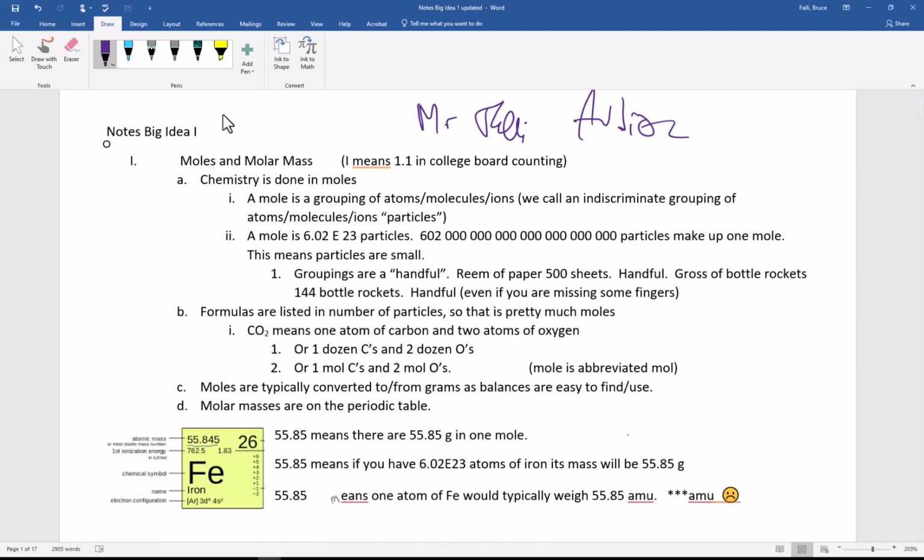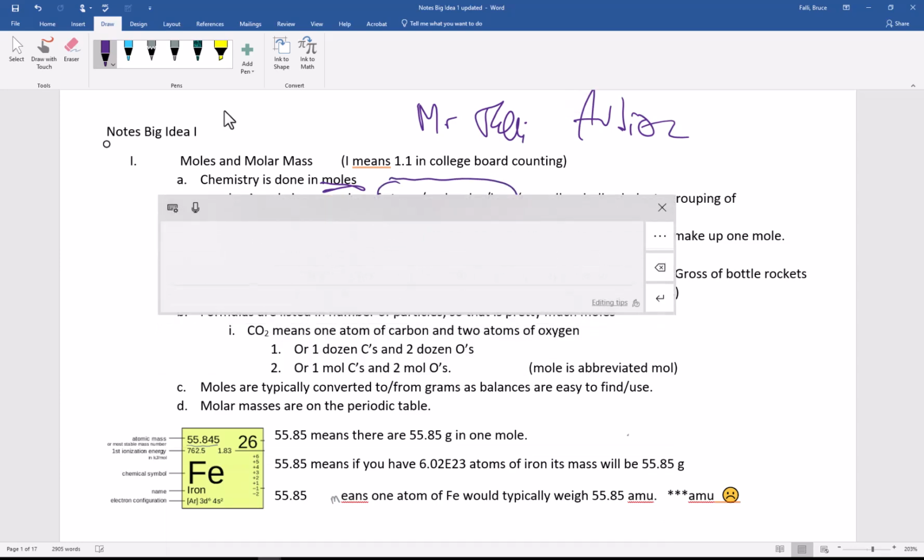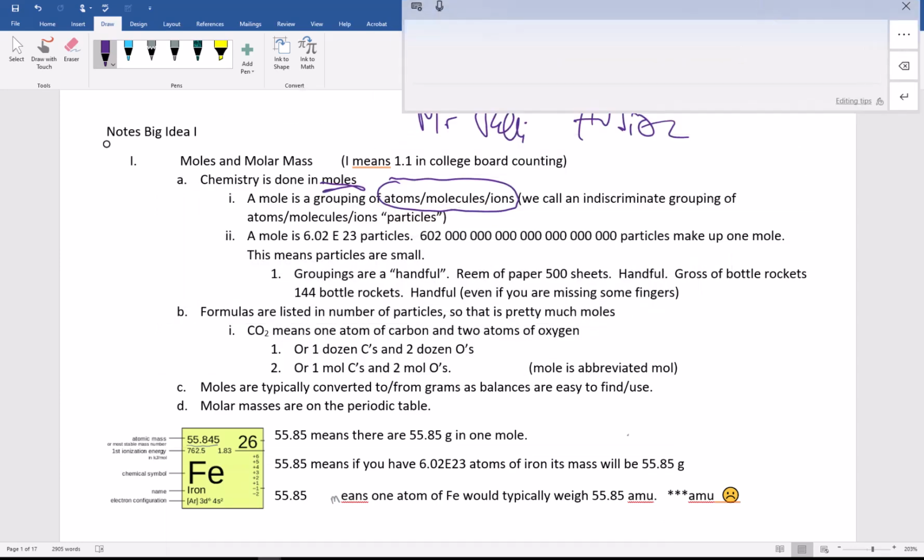Chemistry is done in moles. This may come as a surprise to you. You may think it's atoms, but it's not, it's moles. A mole is a grouping of atoms or molecules or ions. We call it an indiscriminate grouping of particles, meaning if we don't want to say atoms or molecules or ions, we'll just call it particles, okay? A mole is 6.02 E23 particles, which is this big number, and that makes up 1 mole. That's because particles are so small.